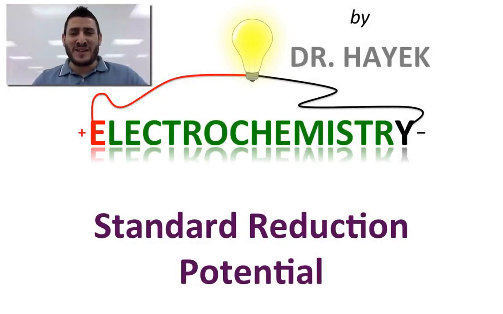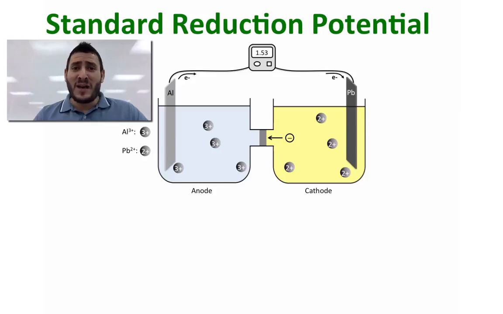Hi, this is Dr. Hayek and this video is about electrochemistry, and today we will be talking about the standard reduction potential. In my last video, I have introduced the galvanic cell and how can we build one. Please check the link in the description below to see this video. Once we build the galvanic cell, the remaining question is how can we calculate the cell potential?